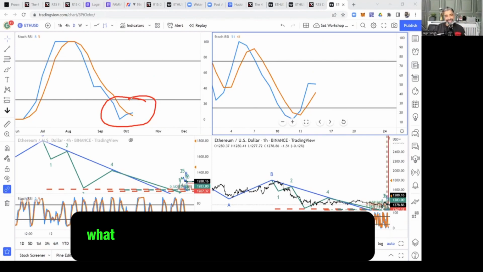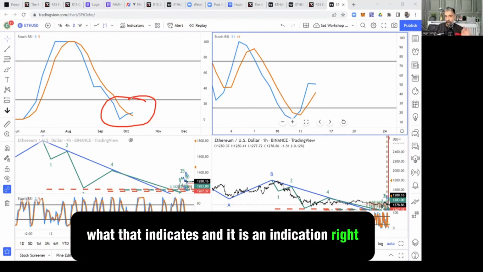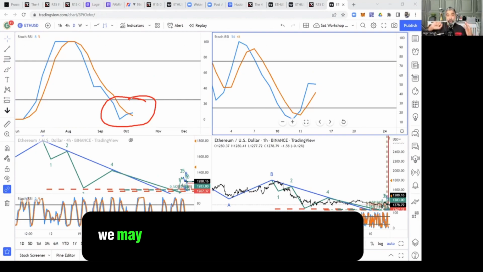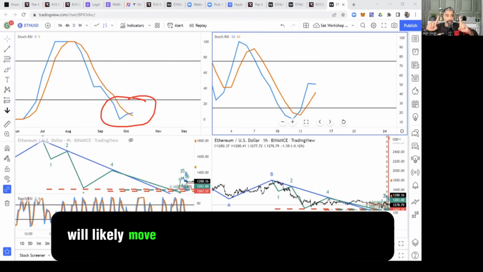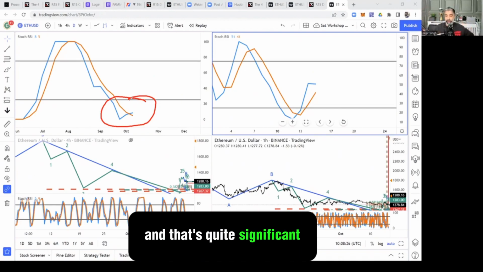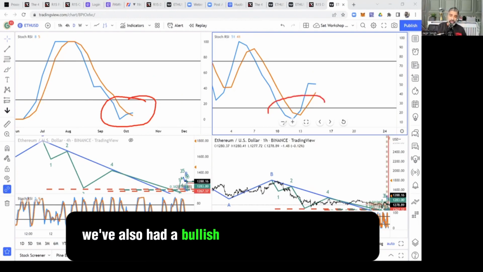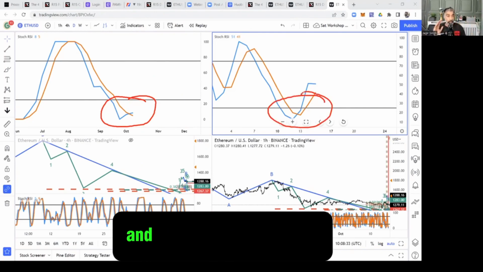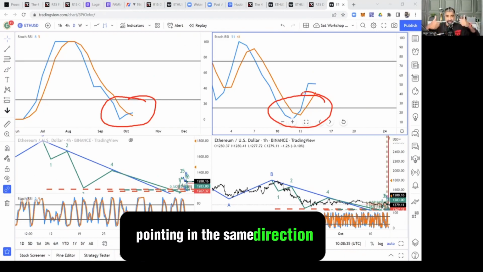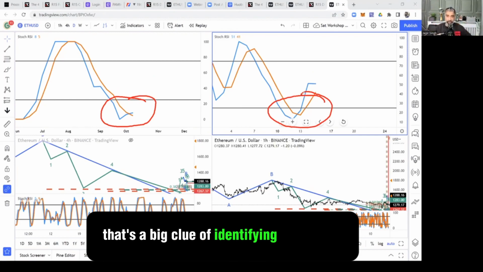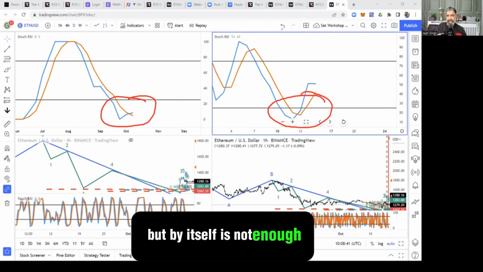If you've taken the courses, the basic courses even, we've got the weekly doing a bullish reversal. What that indicates, and it is an indication, right? It's not a confirmation because it's a lagging indicator, but it indicates that we may have a weekly bottom on our hands, where the market in terms of Ethereum will likely move sideways to up for a number of weeks and possibly for a few months, right? And that's quite significant. We've also had a bullish reversal on a daily chart. So we've got the higher degree time frame and the lower degree time frame pointing in the same direction. That's a big thumbs up for us. So that's a big clue of identifying the bottom. But by itself it's not enough.